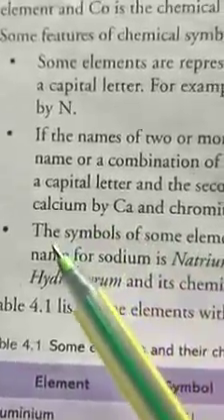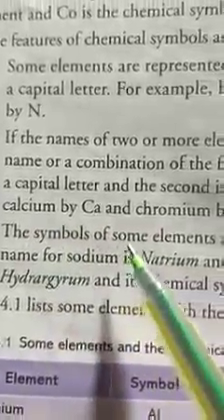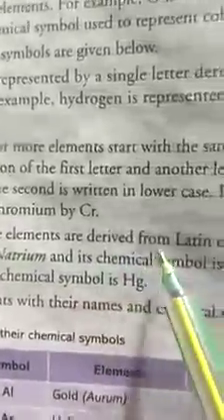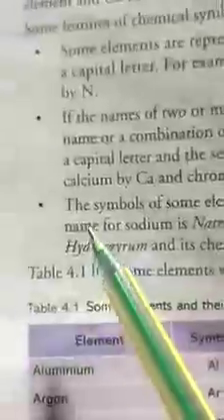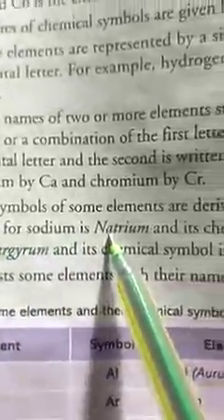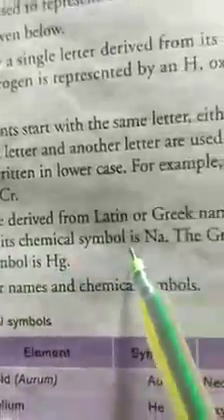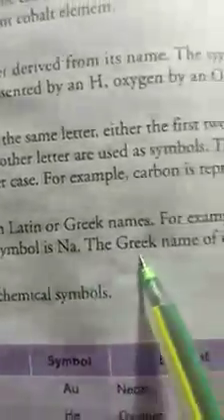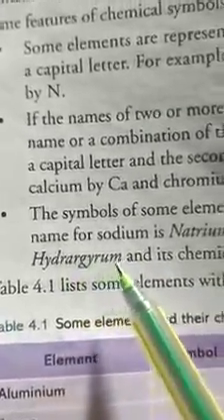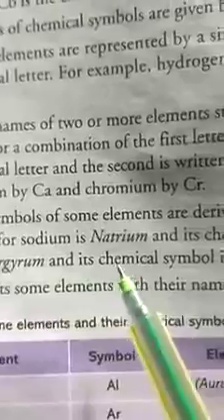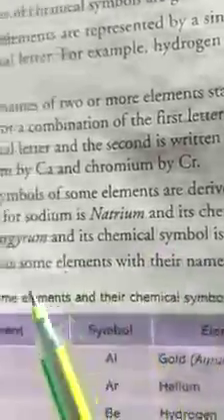So now dear students, come to the next. The symbols of some elements are derived from Latin or Greek names. For example, the Latin name of sodium is natrium and its chemical symbol is Na. The Greek name of mercury is hydrargyrum and its chemical symbol is Hg.